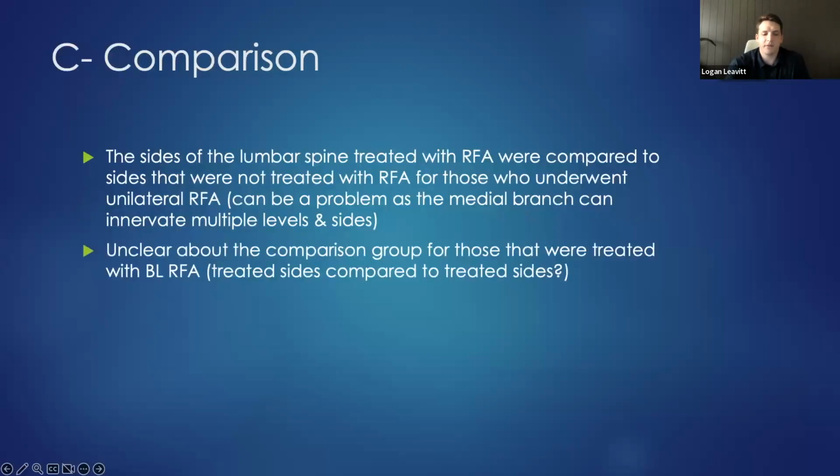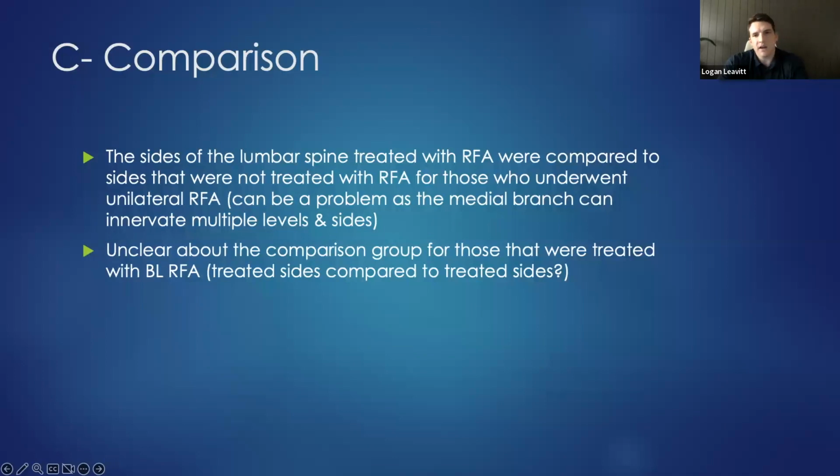The comparison group, this is where it gets a little bit confusing in the paper, where they aren't super clear about exactly what they did. It's pretty clear in parts of it, and other parts it's a little bit unclear. So hopefully I can unpack it for you guys, or if anyone wants to chime in too, feel free to comment. But basically, the sides of the lumbar spine that were treated with RFA were compared to the sides that were not treated with RFA for those who underwent unilateral RFA.